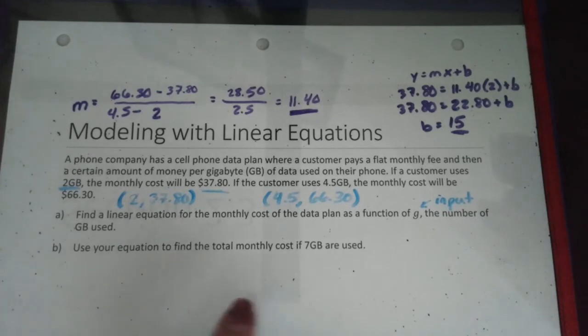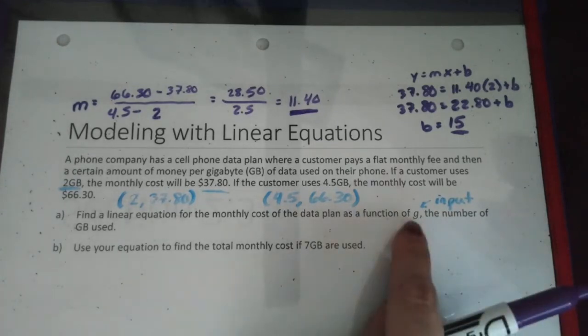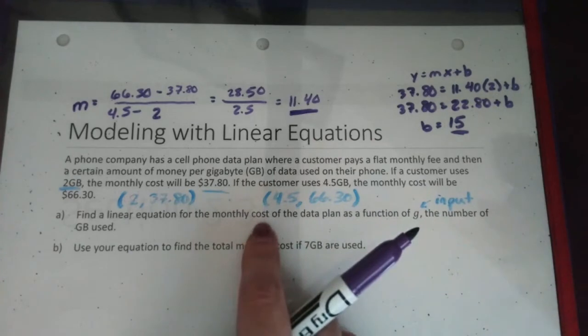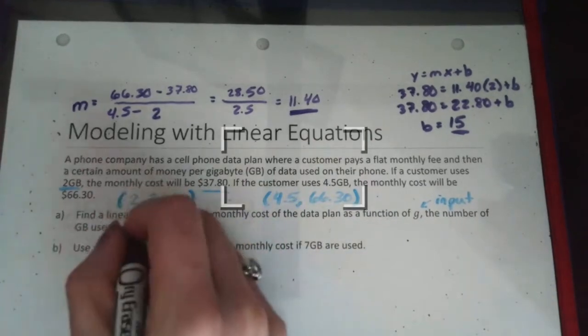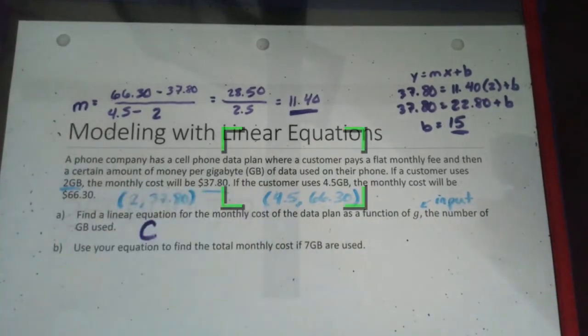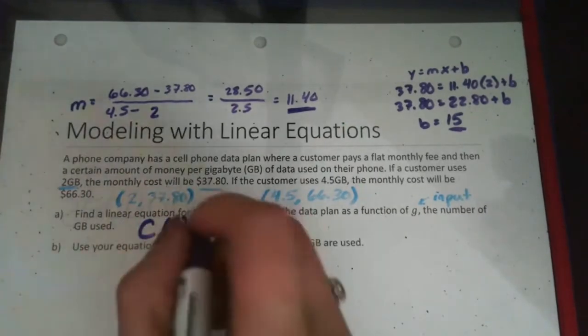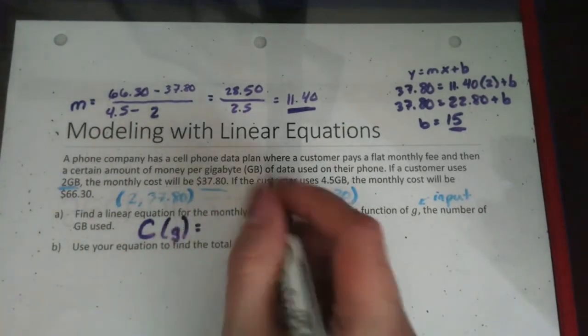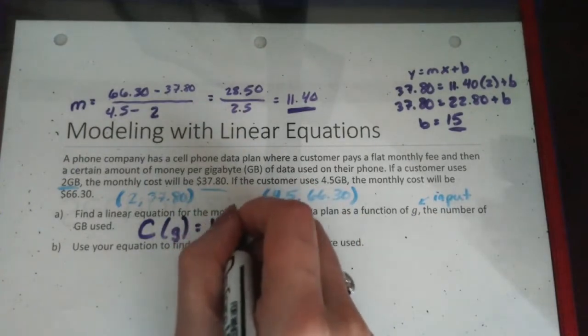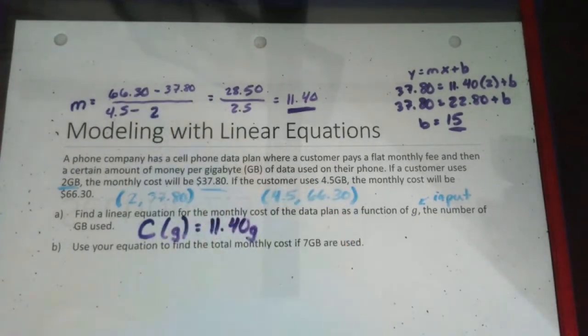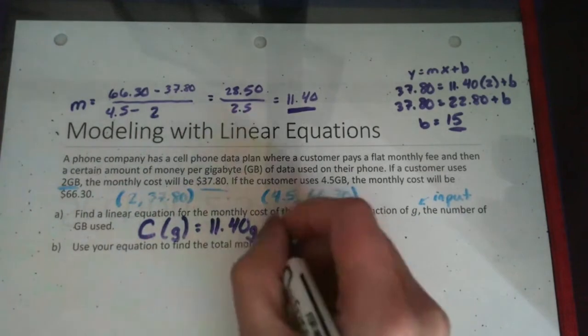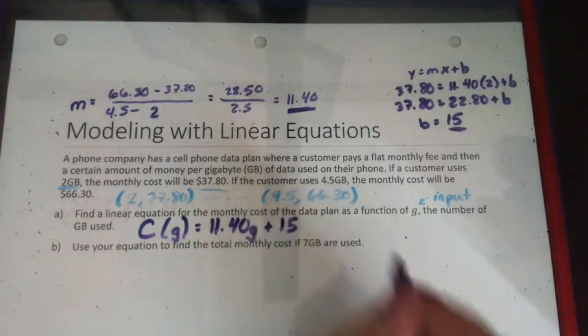So they want us to write it in the form where g is our input and we want to write a function about the cost. So let's say the cost c for using g gigabytes, so c of g is equal to, my slope was 11.40, my input was g gigabytes, plus 15.